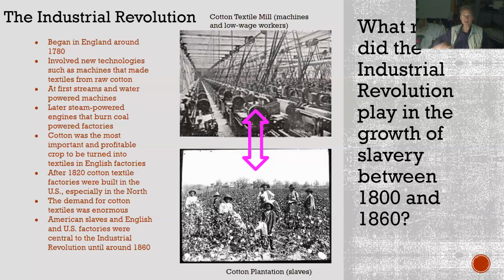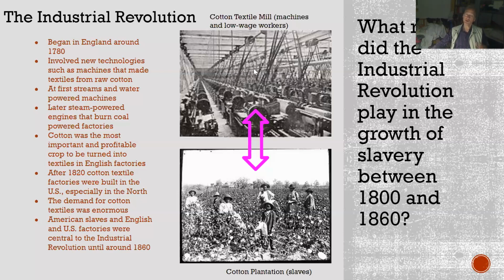Okay, so a technological revolution, and it's also one which will benefit eventually from the discovery of machines that can derive energy from new sources of energy such as coal. Initially these machines that process the raw cotton grown in plantations and turn it into cotton shirts, cotton textiles, initially these machines in England after 1780 were driven by streams and moving water.